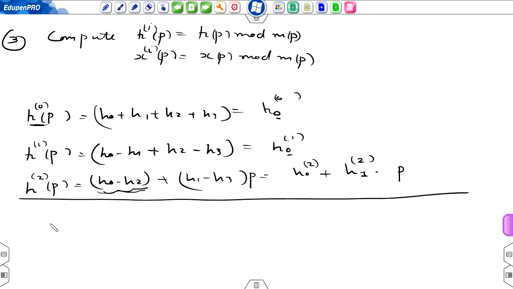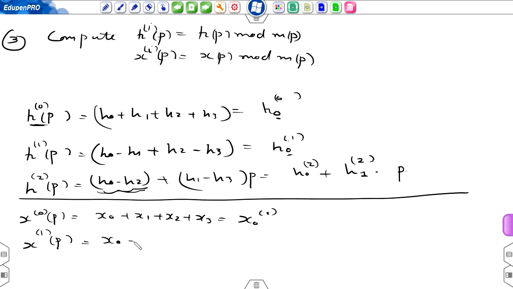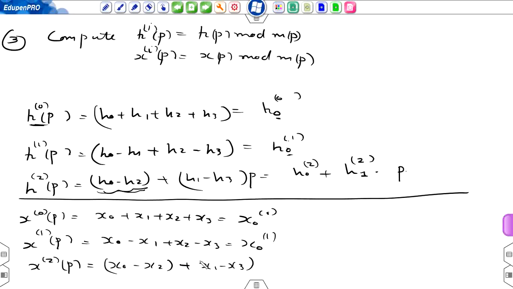Okay, so similarly you can calculate the value of x of ip. So x of 0p is x0 plus x1 plus x2 plus x3, that can be denoted as x subscript 0 superscript 0. X of 1p is given by x0 minus x1 plus x2 minus x3, and that can be denoted as x subscript 0 superscript 1, and x of 2p can be denoted by x0 minus x2 plus x1 minus x3 times p, so that can be denoted as x of 0 2 plus x of 1 2 p raised to power 1.